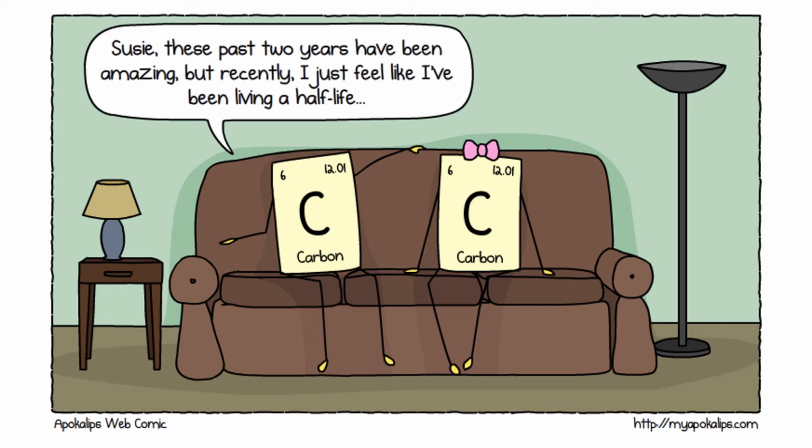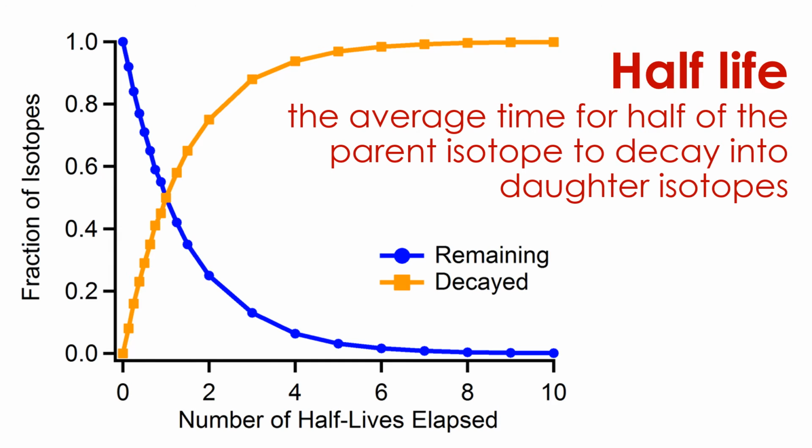However, if you look at all isotopes of a kind, you will find that they have a tendency to decay after a certain period of time, known as its half-life. The half-life of an isotope is the average time it takes for half of the parent isotope atoms within a sample to decay and become daughter isotopes.